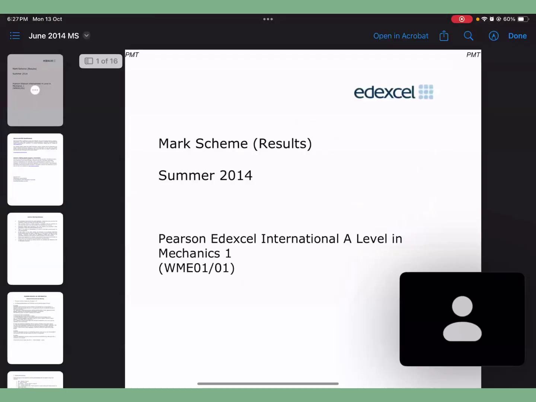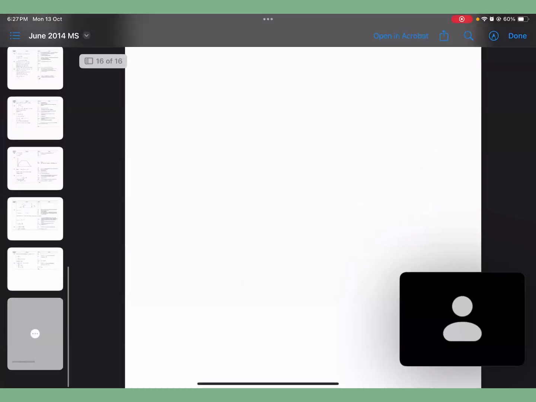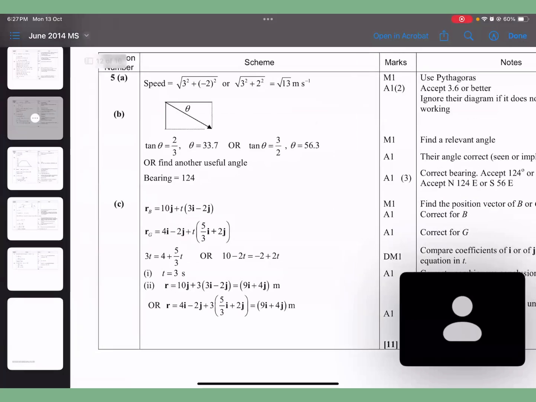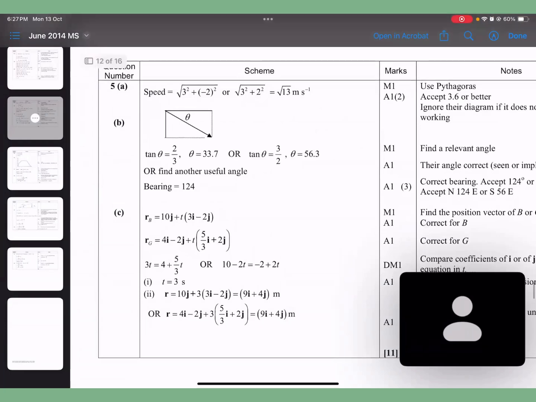The answers to the last question that you tried are these. The first part is square root 13. Second part, 124 bearing. And for part C, the time is 3 and the position vector is (9, 4). And you got it right, so that's good to know.